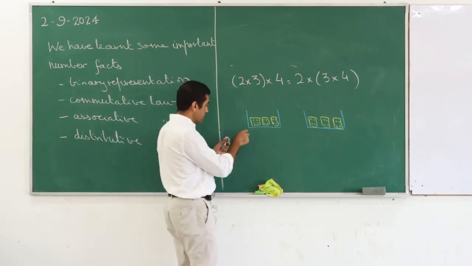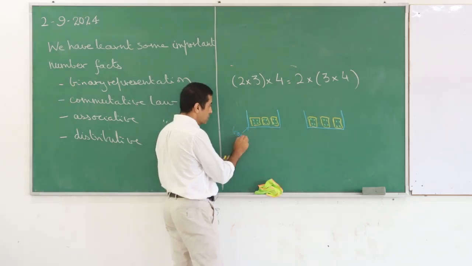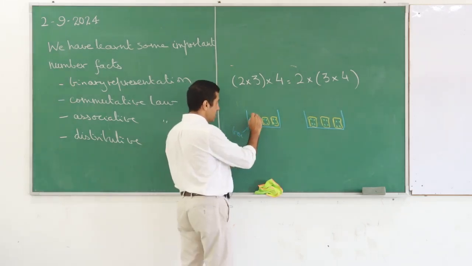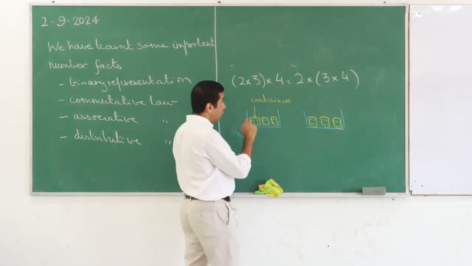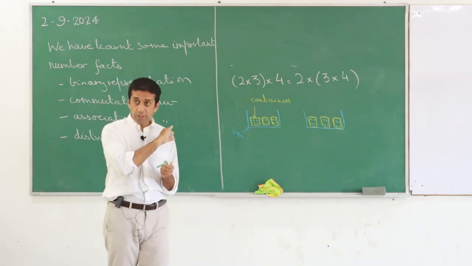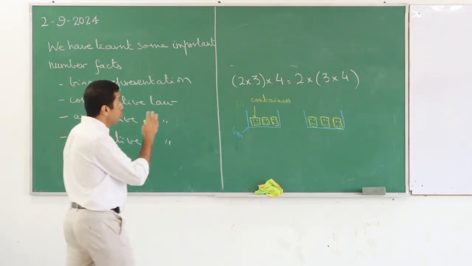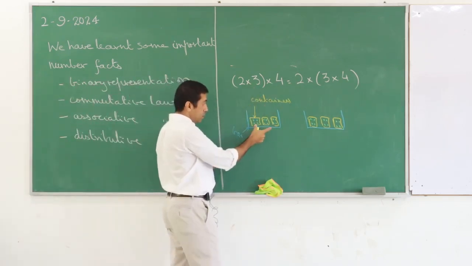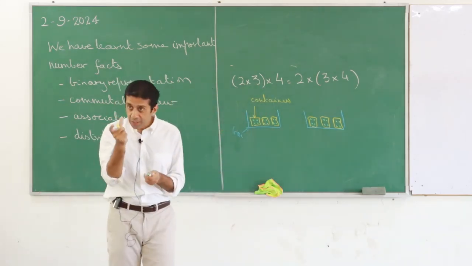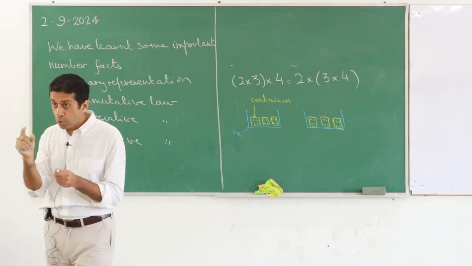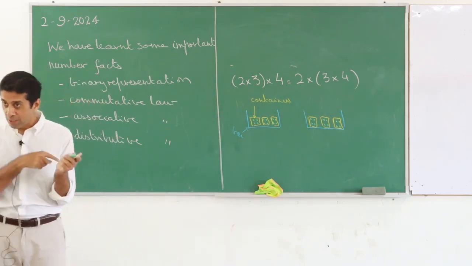So these are boxes, these were containers, and inside are cookies. On the left hand side, you're counting the containers first, the total number of containers in 2 boxes. So there are 2 3s, 1 3 and another 3. So there are 6 containers, and inside each container are 4 cookies. That's the left hand side.